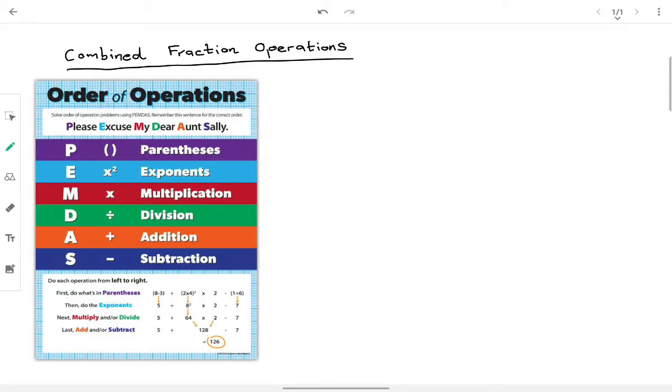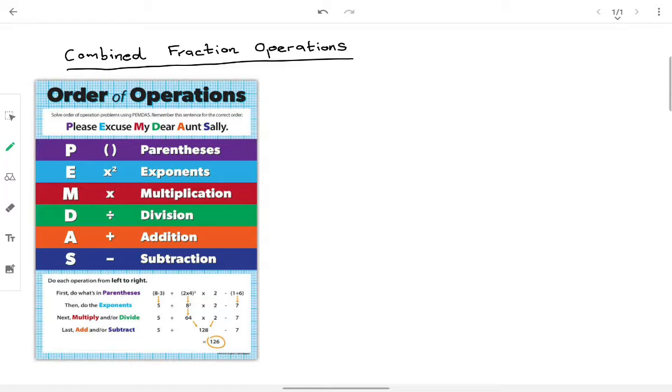Going to see combined fraction operations. So we'll be doing the four basic operations that we learned in the last classes: multiplication, division, addition, and subtraction. So this will be like a summary of all of them, made in the same operations.